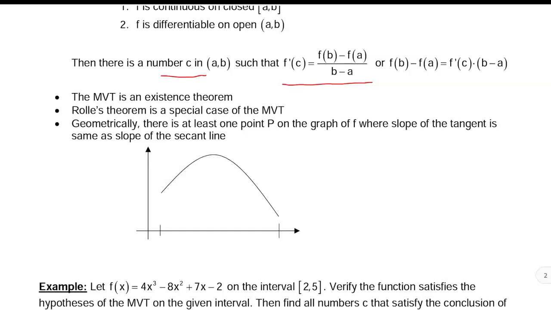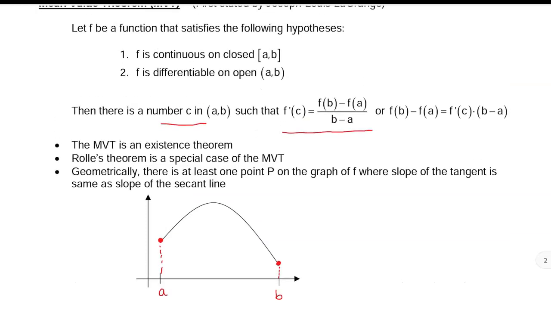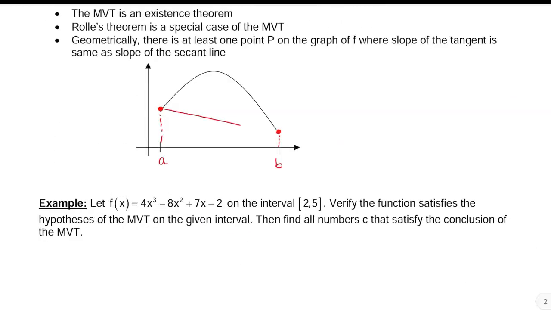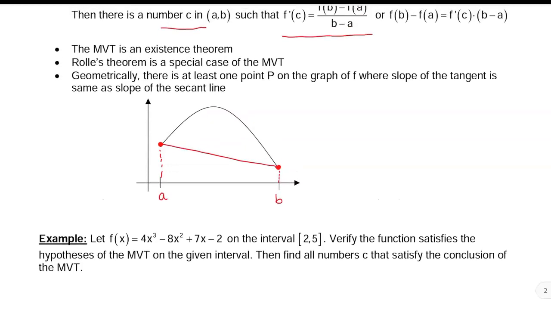So in the drawing below, pretend that this is A and this is B. So we have our interval, and that means that f of A is here and f of B is here. So obviously f of A and f of B would not be equal. They're at different heights. What the mean value theorem is telling us is there's at least one point on the graph of f where the slope of the tangent line is the same as the slope of this secant line. So you can imagine if I go over to the curve and I draw a tangent line that is parallel to the secant line, they would have the same slope.